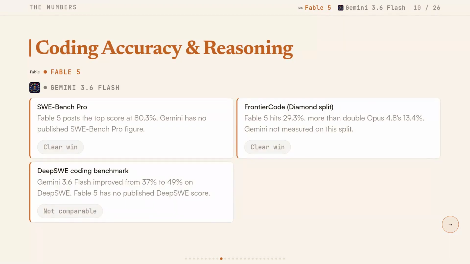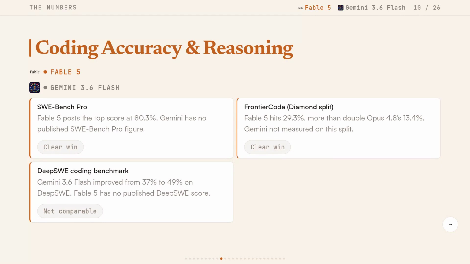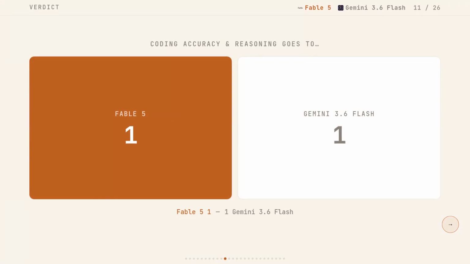I pulled the coding benchmarks, and Fable 5 is number 1 globally on SWE Bench Pro at 80.3%. On Frontier Code Diamond, it scores 29.3%, which is more than double Opus 4.8 and 5 times GPT 5.5. Bear in mind, Gemini 3.6 Flash has no published SWE Bench Pro figure, so the direct comparison isn't fully apples to apples. Fable 5 takes test 2 on coding.